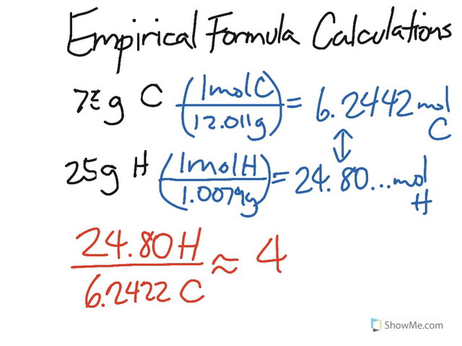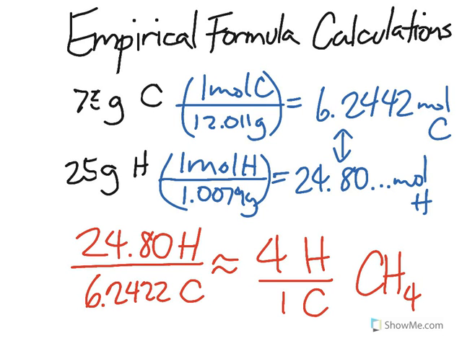Now, when it comes out to be 4, what does this 4 really mean? Well, that means that for every 4 hydrogens, we have 1 carbon. And since this is a ratio that we've determined, we can now write our chemical formula to be CH4. Cool. And then that's it.